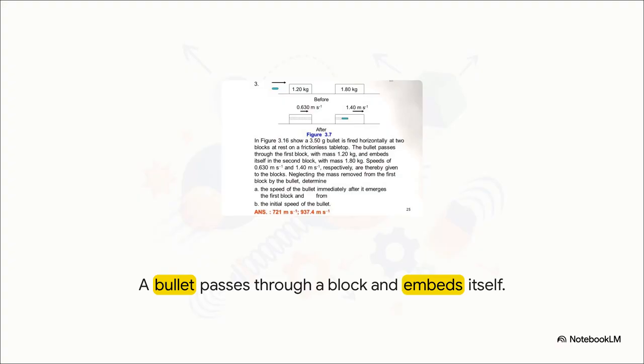For example, we can apply these principles of conservation and momentum to a really cool scenario like this one from our source material. Here, a tiny 3.50-gram bullet is fired horizontally. It passes entirely through a 1.20 kilogram block and then embeds itself permanently into a 1.80 kilogram block sitting on a frictionless table. By tracking the mass and the final velocities of those 2 blocks, you can play detective and work entirely backward to calculate the initial blistering speed of that bullet.